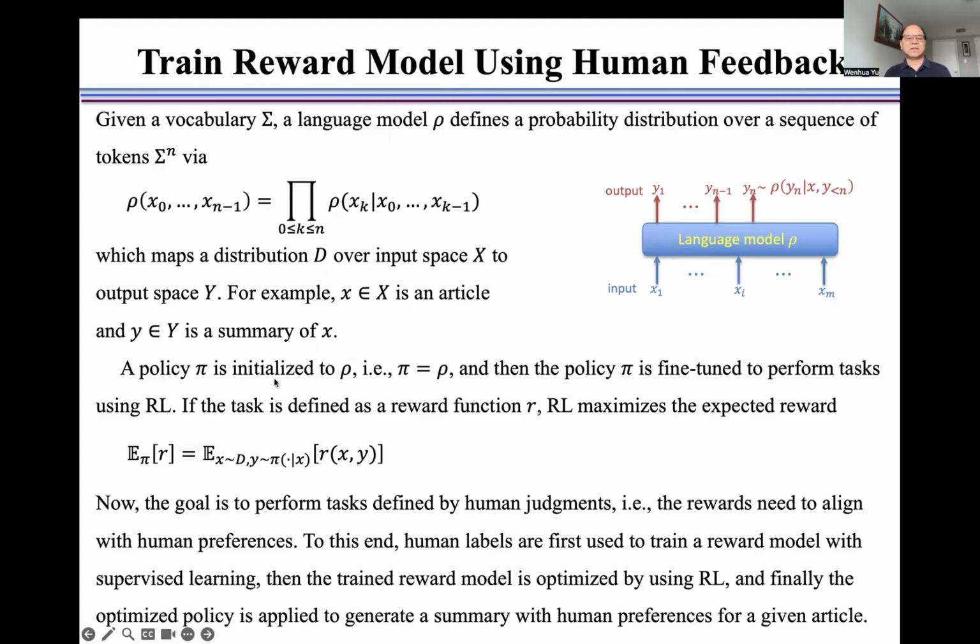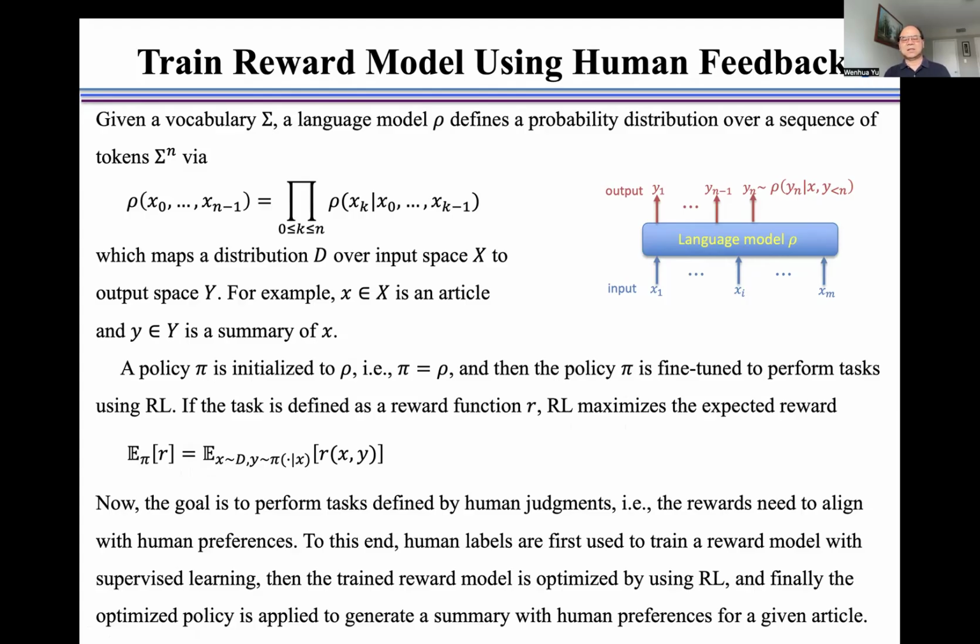A policy pi is initialized to rho, and then policy pi is fine-tuned to perform a task using reinforcement learning. If the task is defined as a reward function R, reinforcement learning maximizes the expected reward defined as here. Now, the goal is to perform tasks defined by human judgments, namely the rewards need to align with human preferences.